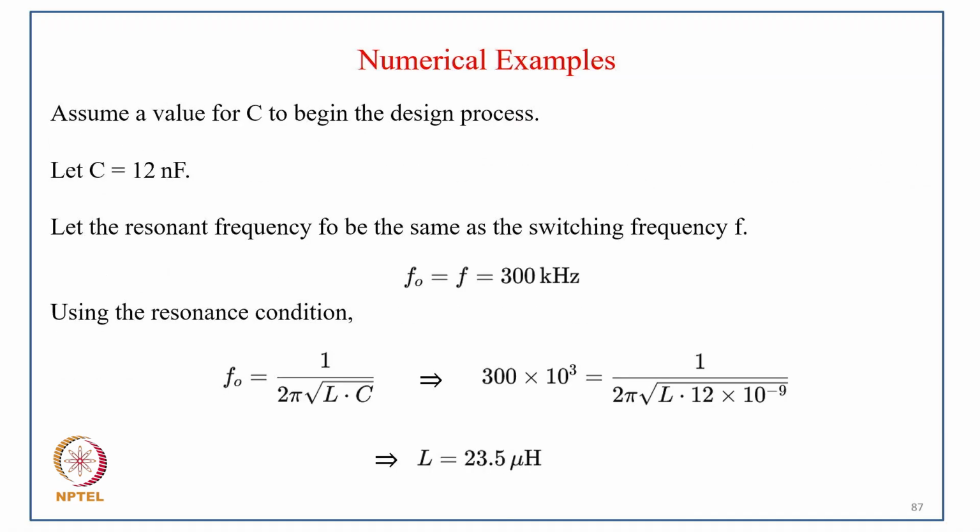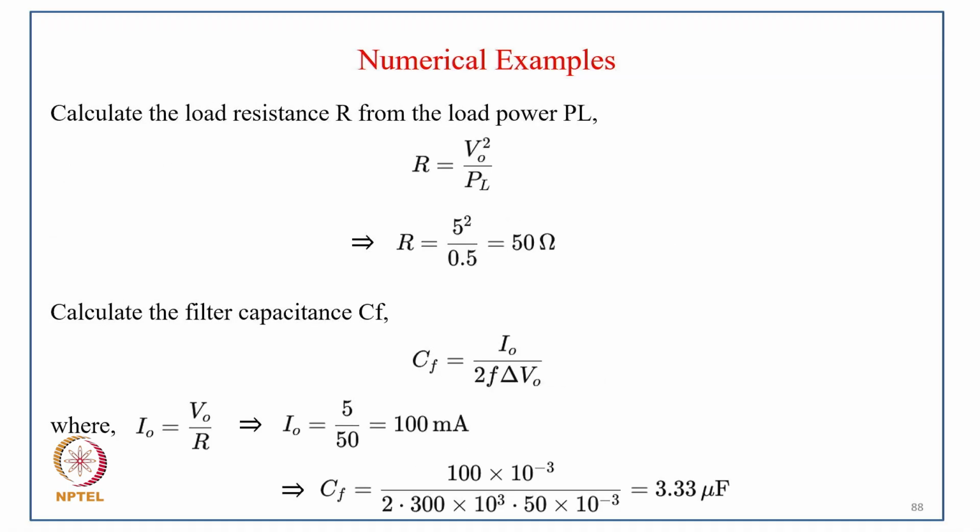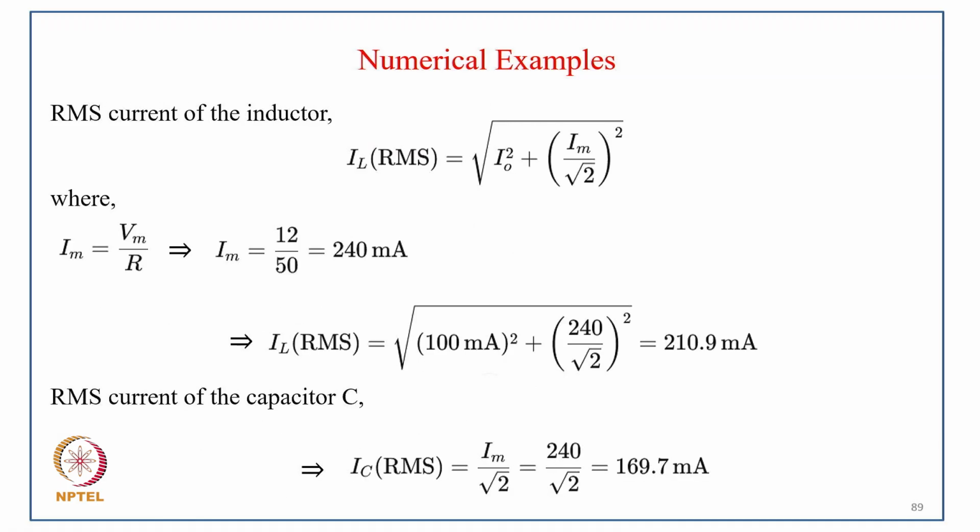So assuming the value of C to begin the design process, let C be 12 nanofarad and let the resonant frequency be the same as the switching frequency F0 equal to F equal to 300 kilohertz. So from this relation we get L equal to 23.5 microhenry. And we can get the load equivalent resistance R equal to V0 squared upon PL, putting value it comes 50 ohm, and for filter capacitor CF, putting value I0 upon 2F delta V, so getting I0 as V0 upon R, 100 milliampere, and CF comes 3.33 microfarad.